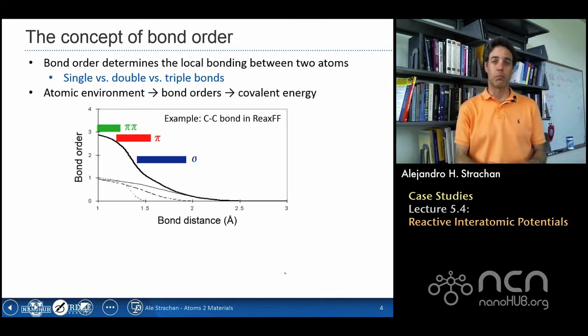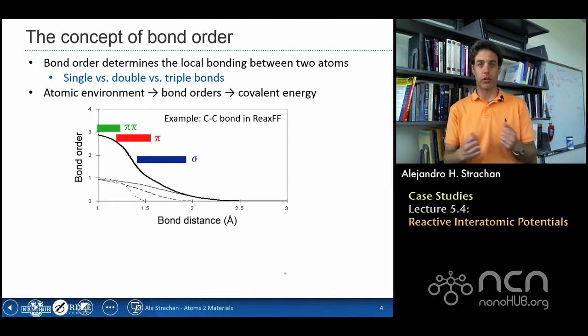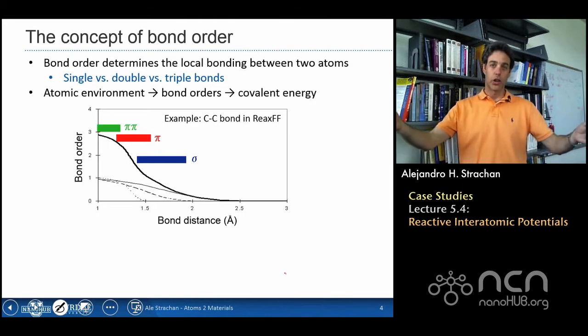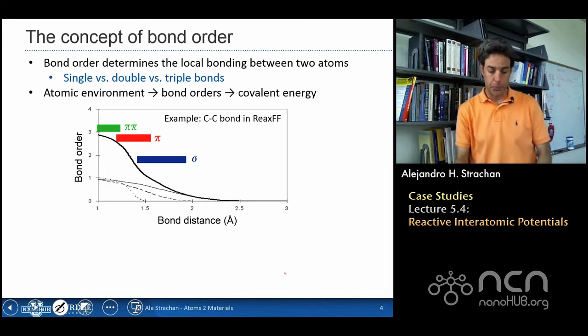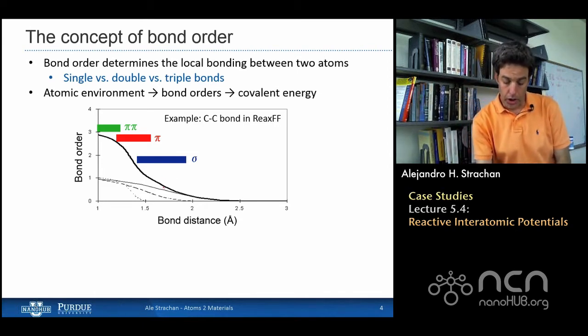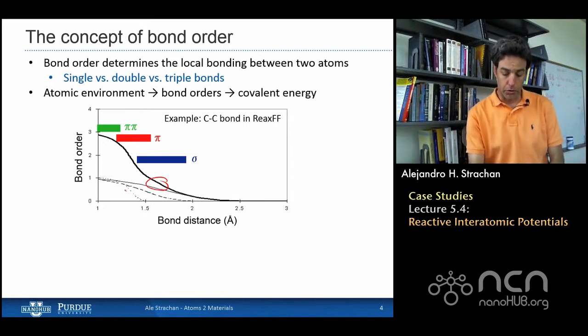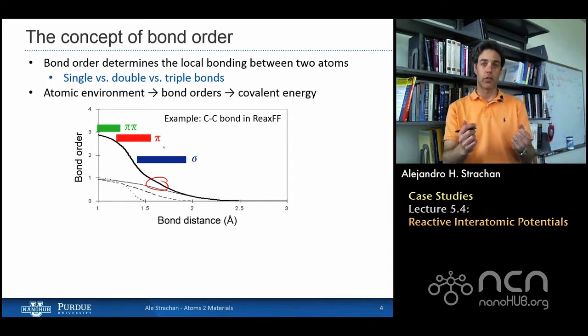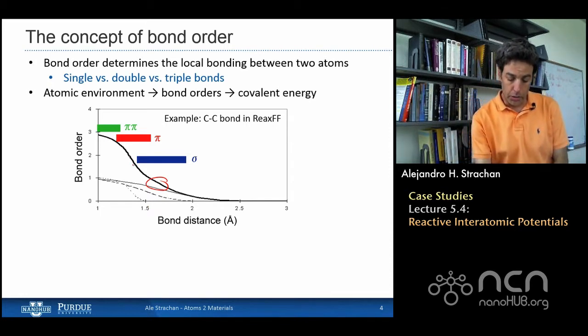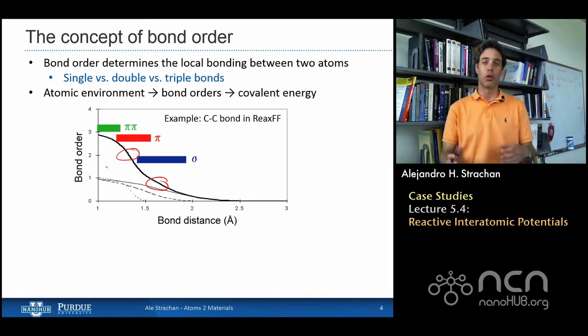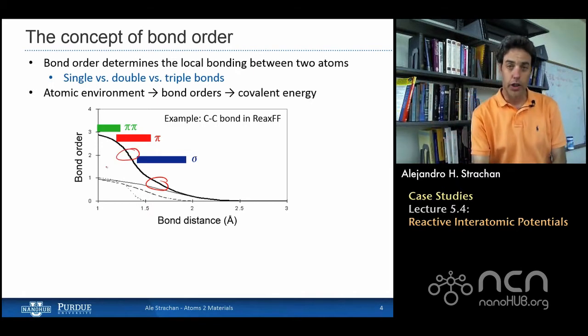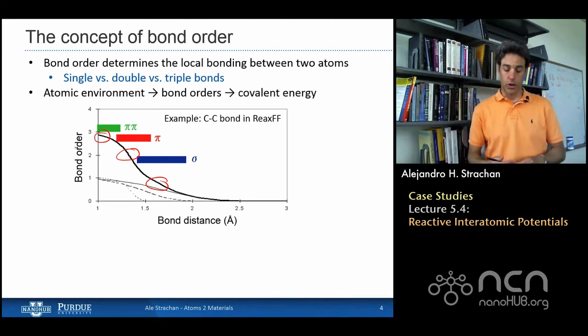This is an example of the bond order-bond distance relationship in an interatomic potential called ReaxFF, and it shows how the bond order increases as I bring two carbon atoms together. The bond order becomes about 1 at just over 1.5 angstroms or so. That's a sigma bond, a single bond between carbon-carbon atoms. Then the bond order can become 2 or so when you form the first pi bond, and then for even shorter distances, you'd have a double pi, a triple bond.